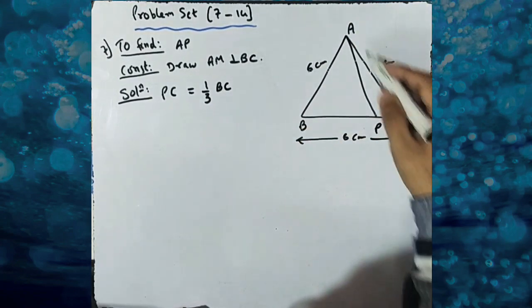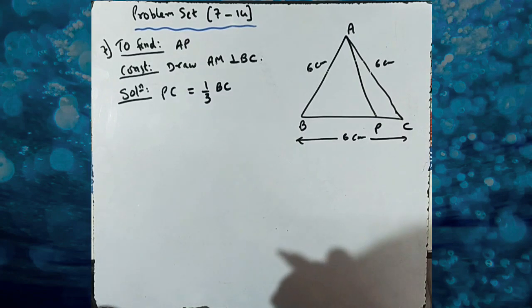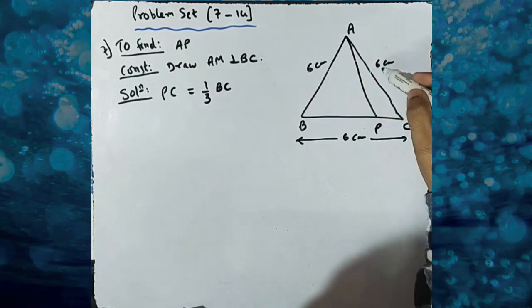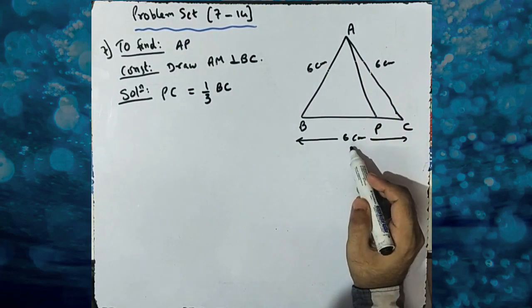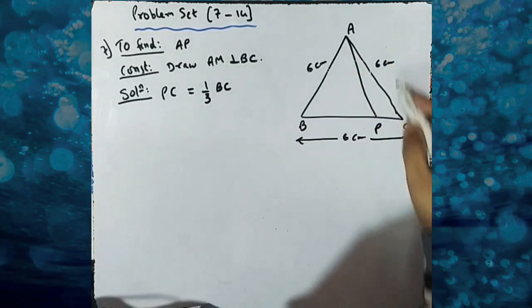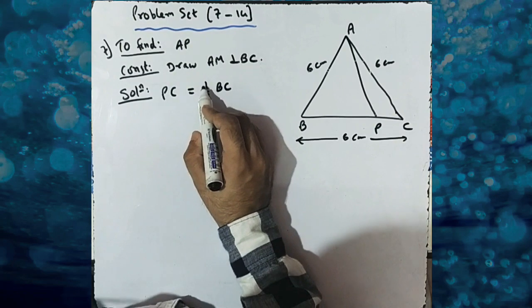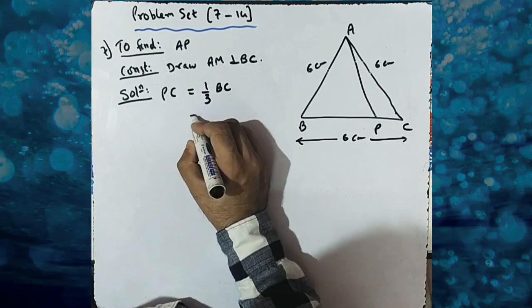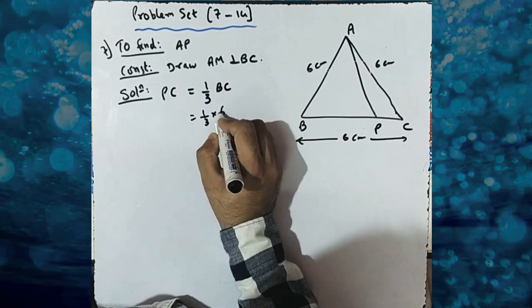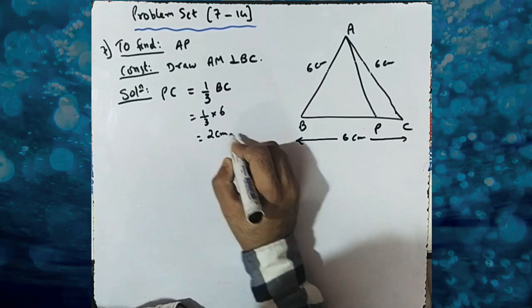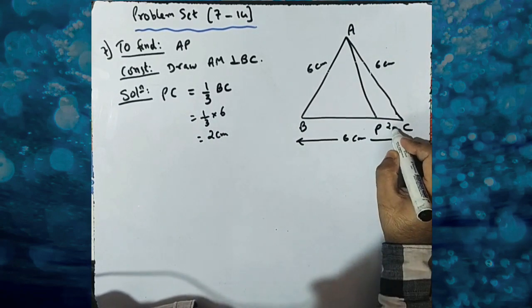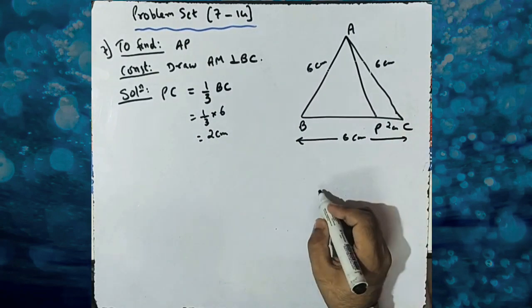Because triangle ABC is an equilateral triangle, therefore AC will become 6 centimeter, BC will also become 6 centimeter, because in an equilateral triangle, all the sides are equal. PC is 1/3 BC. So 1/3 of 6, PC value will become 2 centimeter.